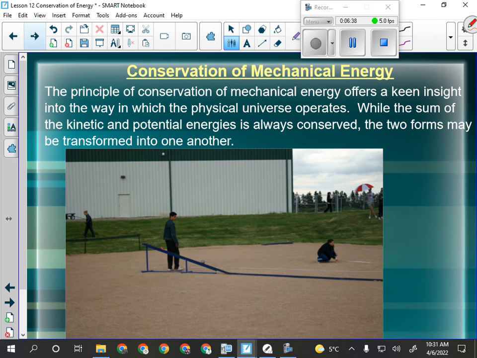All right, so the principle of conservation of mechanical energy tells us how the physical universe operates. It tells us where energy goes. In any given situation, what does it become? And then you see things like this where people have been really smart. I know you're probably looking at this right now and going, it's a ramp.